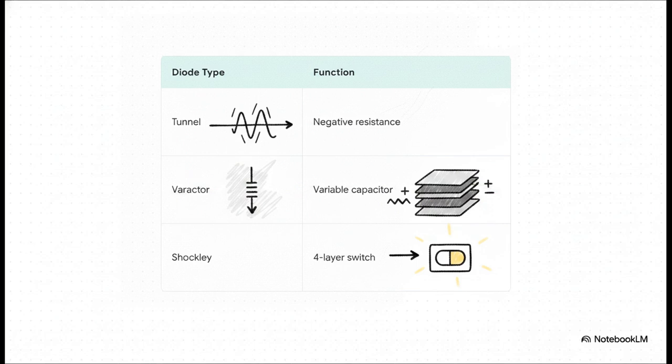Then we have the Varactor diode. Because the depletion zone of a p-n junction acts like an insulator sandwiched between two conductive regions, a Varactor is designed to exploit that exact physical property. By changing the reverse voltage, you can actually widen or narrow that depletion zone. You are effectively making a voltage-controlled variable capacitor. And finally, the Shockley diode. This one abandons the simple two-layer p-n structure entirely for a four-layer setup. This allows it to act as an open switch right up until a specific voltage triggers it to violently latch into a low-resistance on state.